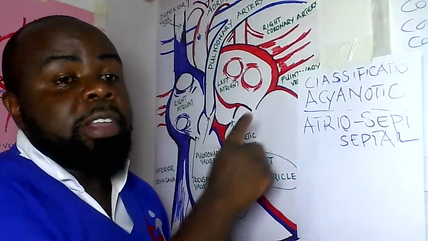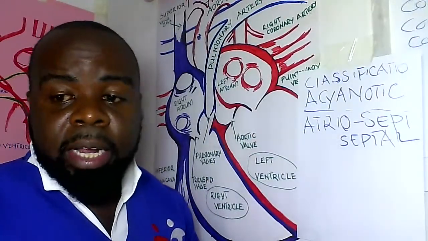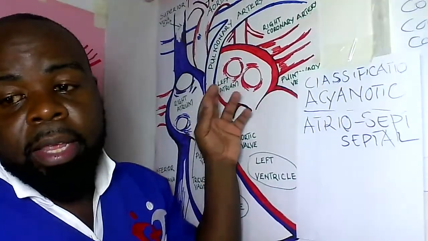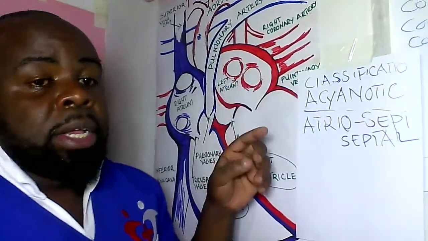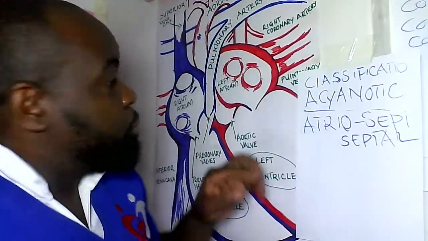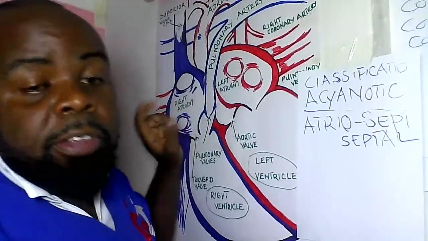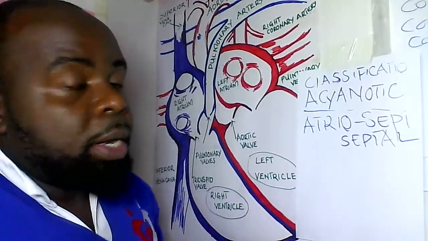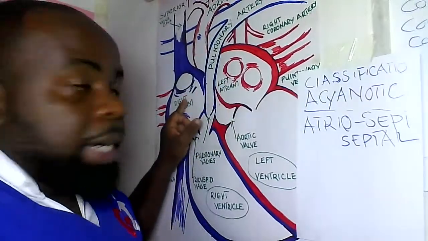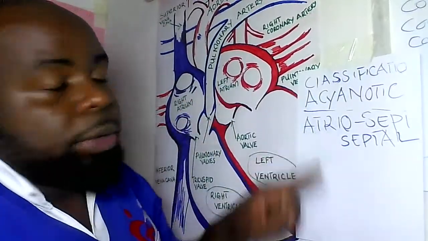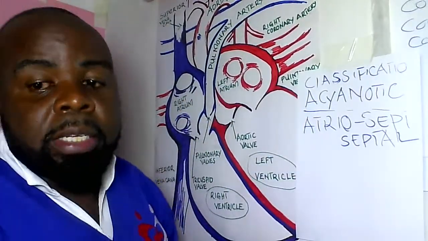Now, atrial septal means there is a hole between the atria, a hole between the left atrium and the right atrium. A baby is born with a hole between the left atrium and the right atrium. That is atrial septal defect. That is number one.